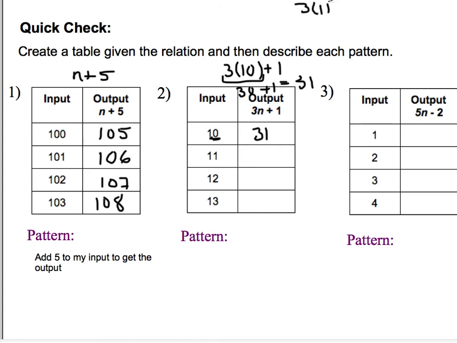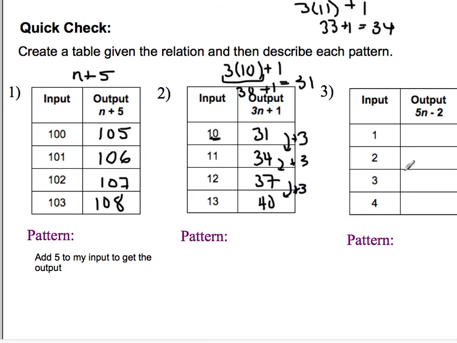So let's see what if I input 11. I'm going to go up here. So 3 times 11 is 33. Plus 1 is 34. So now we can kind of take a look because the pattern should stay the same. This is plus 3. So now we can just use the pattern of plus 3 and plus 3 in order to fill in the chart.